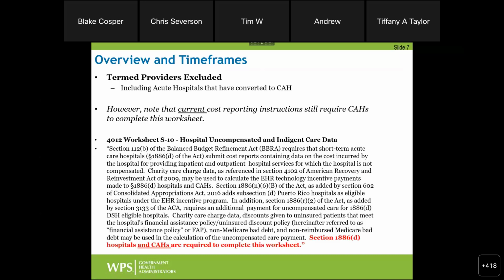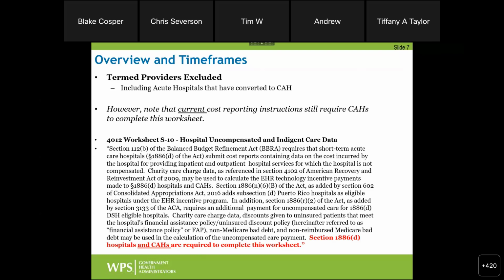What we will say, though, and what CMS has clarified, is that any termed providers, if you've terminated from Medicare, you'll be excluded from the program. Even if you were still fully active during this year that we're auditing, if you just recently termed, like last month, then we exclude it from the audit. Also, those hospitals that have converted to critical access hospital, for this purpose, they're treated almost as if they were termed, and they do not have to undergo the S-10 audit. But the one question we get from time to time is whether or not critical access hospitals, well, first of all, do they have to fill out the cost report S-10?